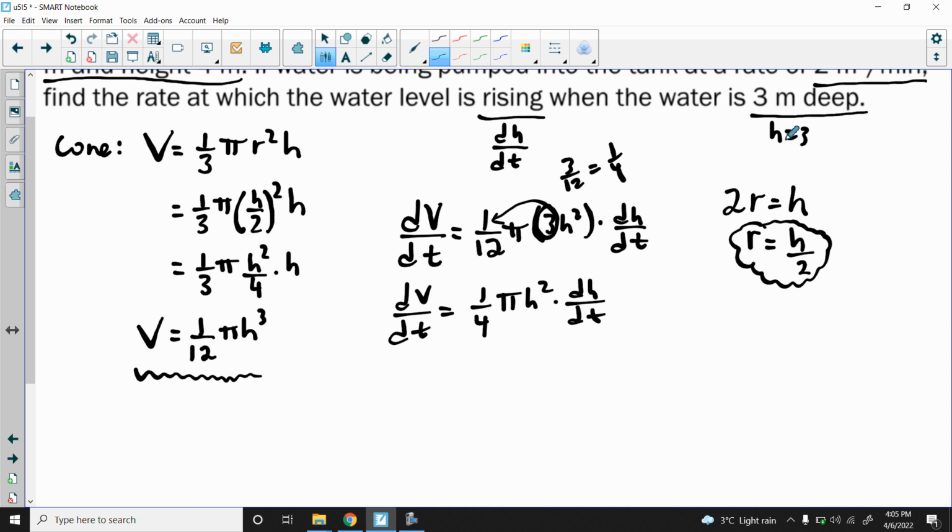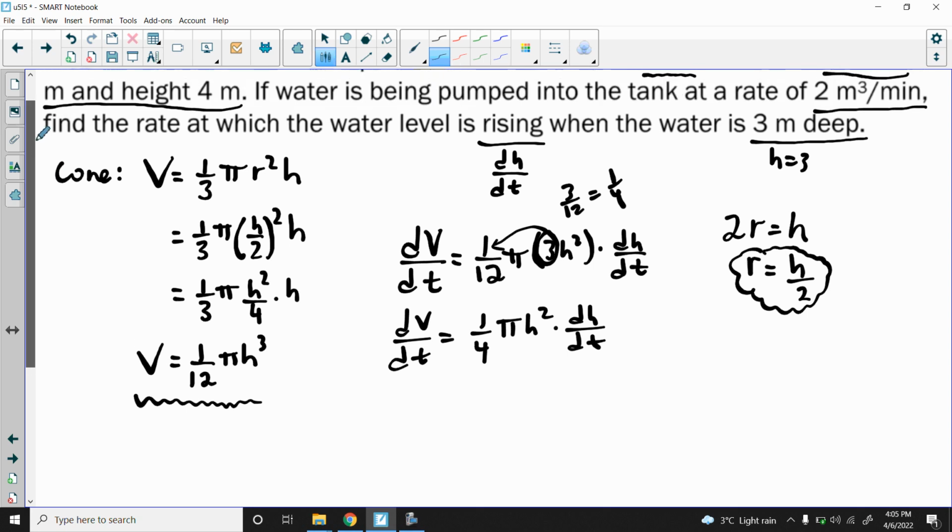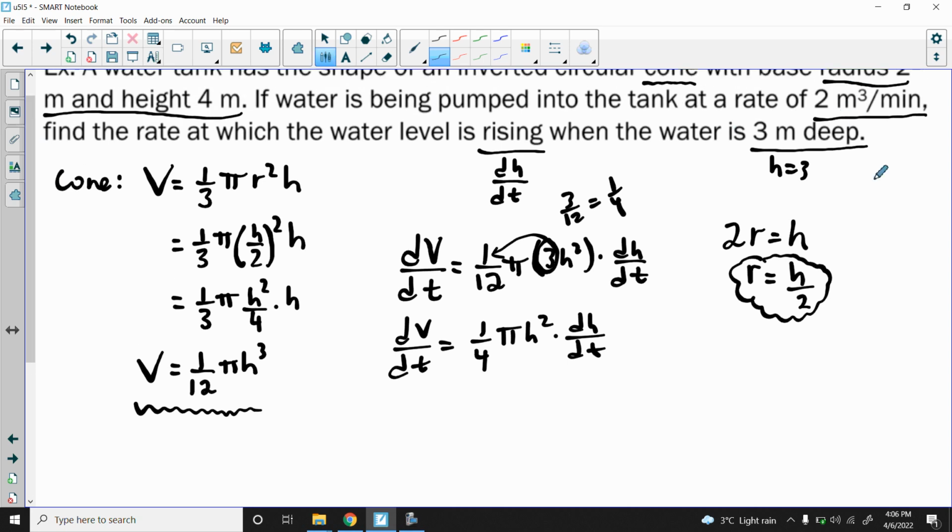I also have, that I never wrote down here at the beginning, my change in volume. So dv over dt is 2 meters cubed per minute. I know it's a volume change because of the units. Remember, we talked about the units, how important they are, and they can help us identify what type of change it is. This is meters cubed per minute, so change in volume, volume is cubed divided by time. So I'll start subbing some stuff in.